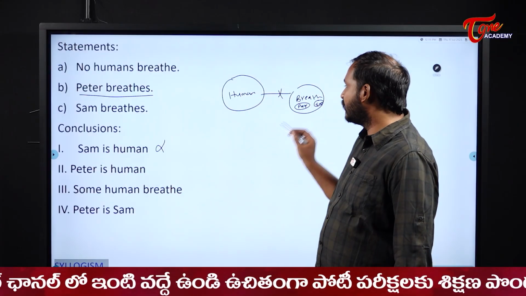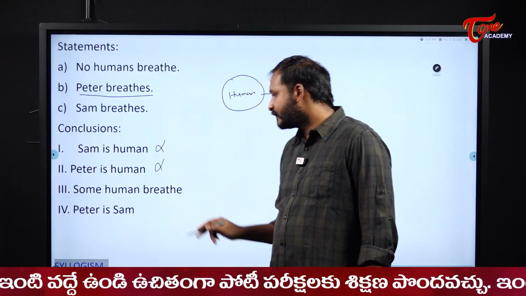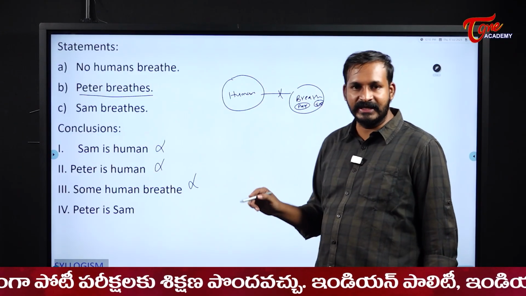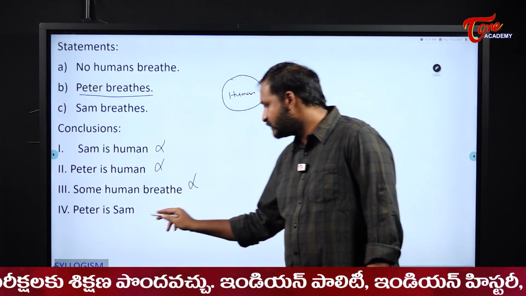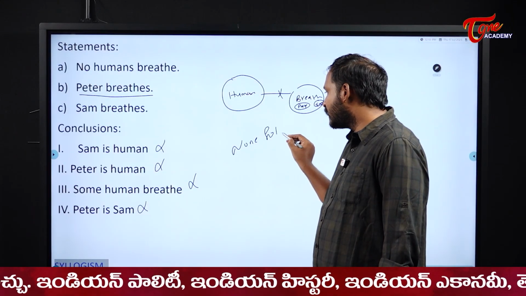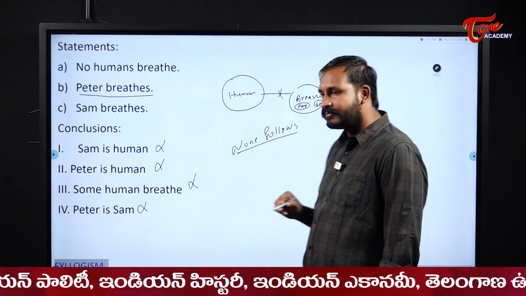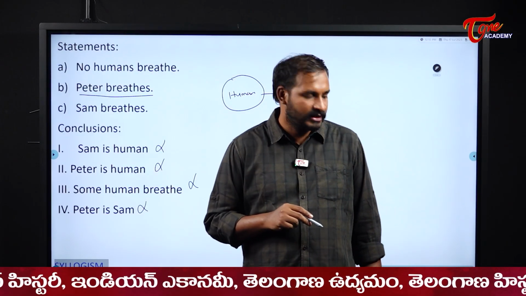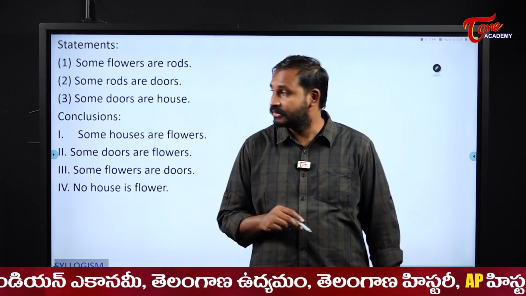Sam is human means all Sam is human. Okay, next. Peter is human. Is there any relation? No. Some human breathe? No. Peter is Sam. Are all Peters Sams here? No. That one is also false. So here none follows. None of the conclusions follows here. Okay, right? Next one. We will see the next one.